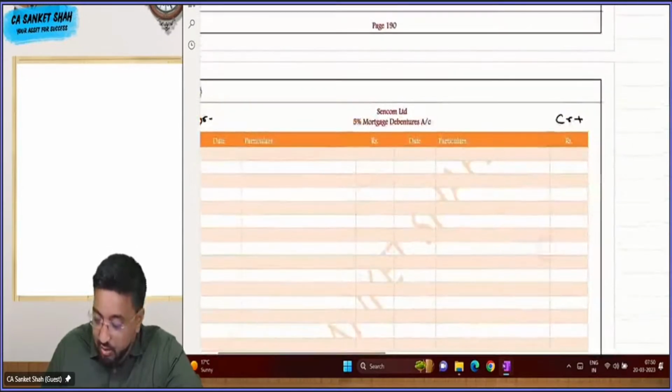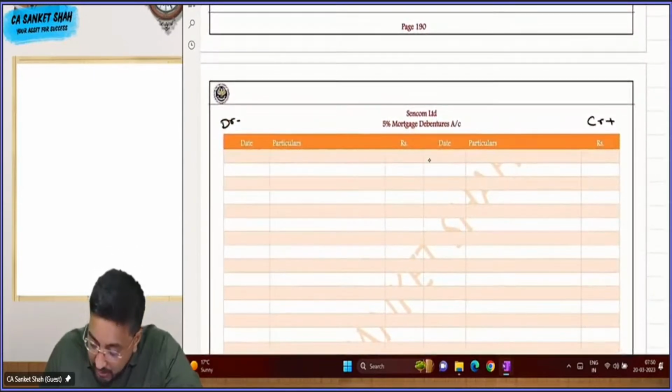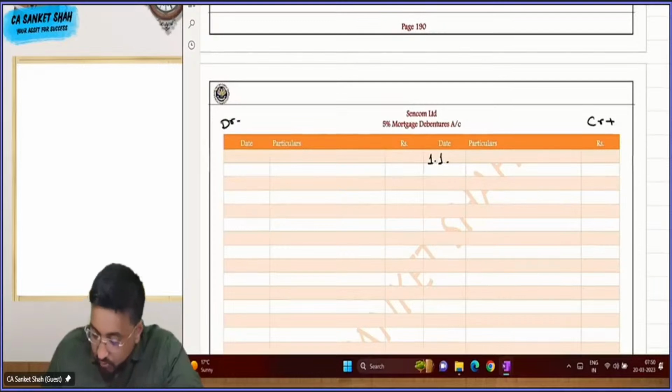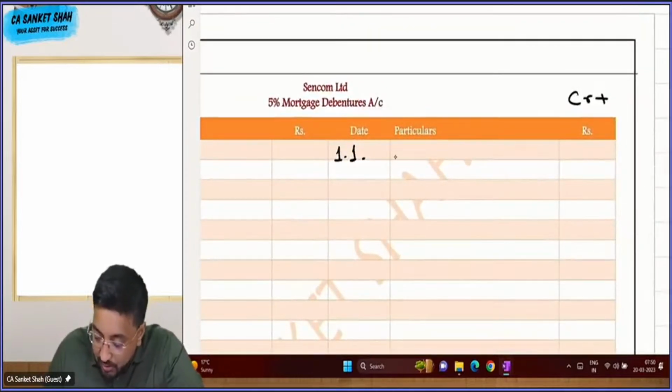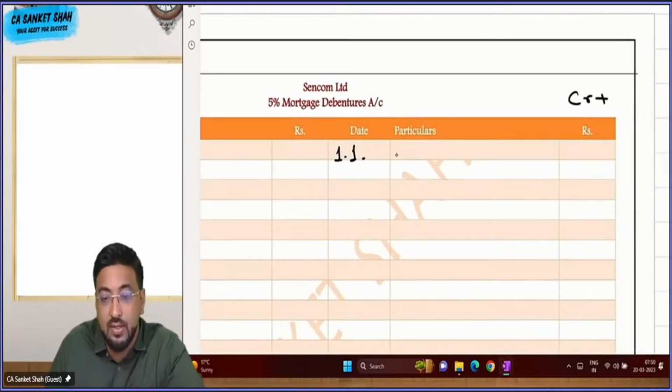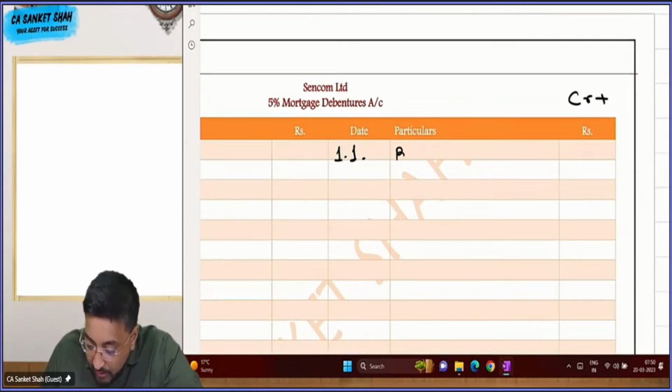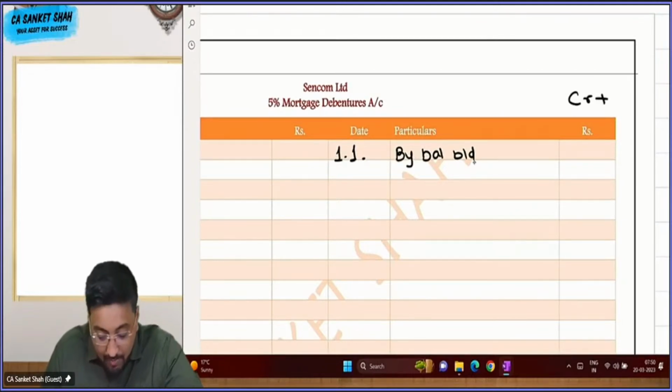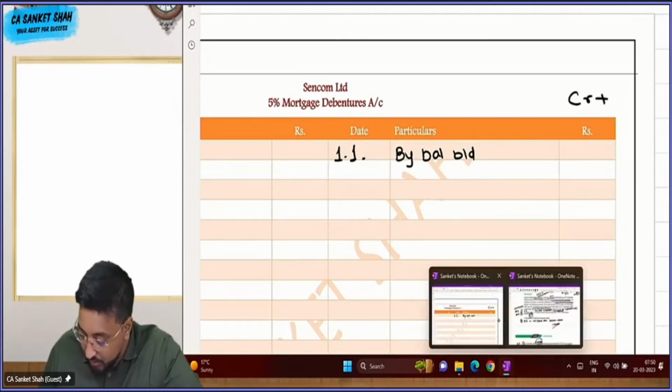So debentures account beta, yes, start with 1st January. Write down debentures account, start with 1st January. What are we going to write? Please think on this. First, credit plus hai, so we are going to start with by balance brought down. How are we going to start? By balance brought down. Sir, what is the sequence?